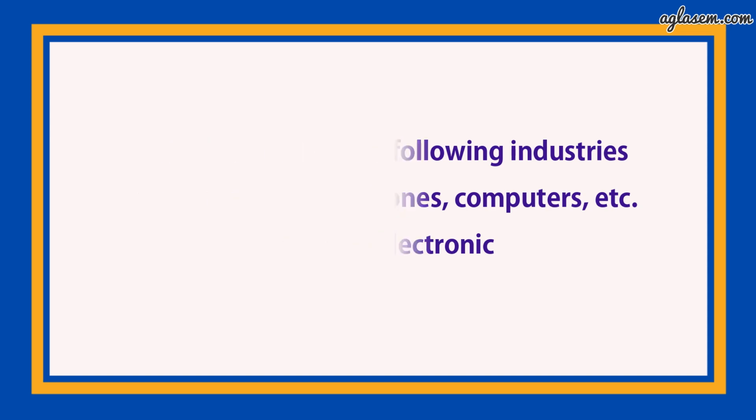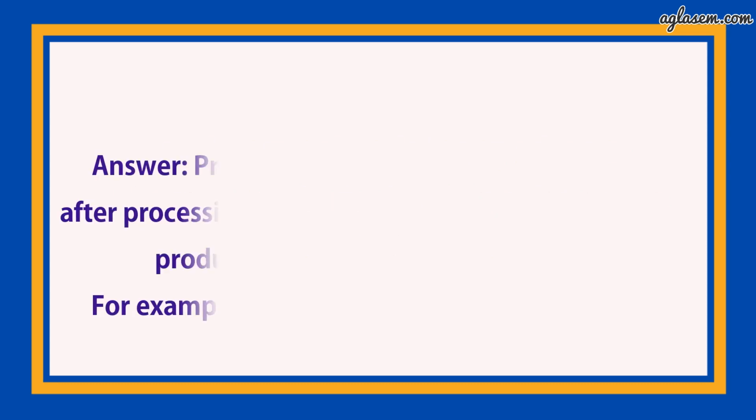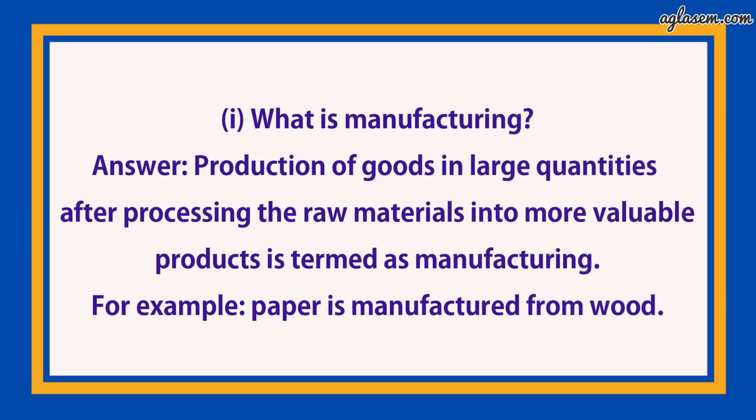Further, let's discuss question number 2. Here question number 2 says, answer the following briefly in not more than 30 words. First, what is manufacturing? Answer is production of goods in large quantities after processing the raw materials into more valuable products is termed as manufacturing. For example, paper is manufactured from wood.